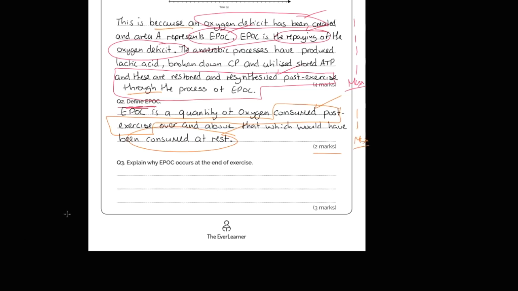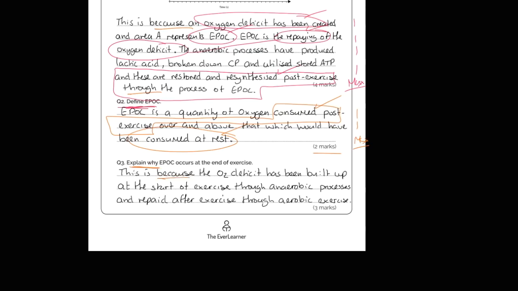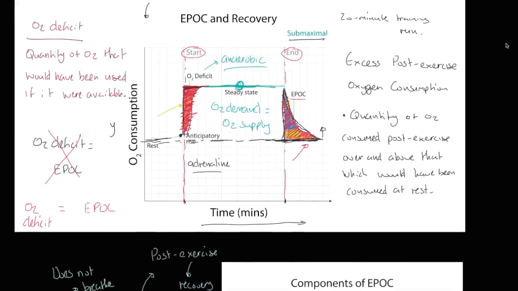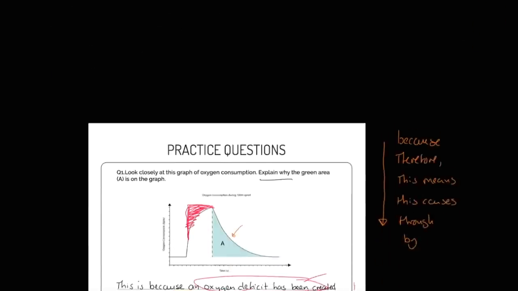And I move on. Explain why again. So "because," "therefore," "this means," and so on and so on. Let's have a go at it. This is because, so explain why EPOC occurs at the end of exercise. This is because the O2 deficit has been built up at the start of exercise through anaerobic processes and repaid after exercise through aerobic processes. And I get my max. Now that is some fairly straightforward, simple information, all of which we have detailed in this process. So if we can understand this, we can have a darn good effort at getting to know recovery pretty well.